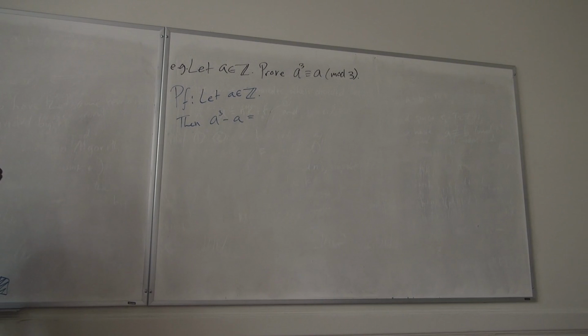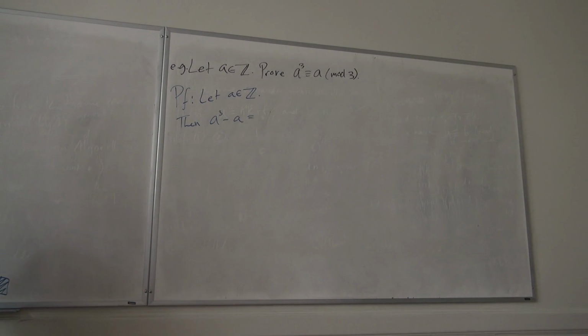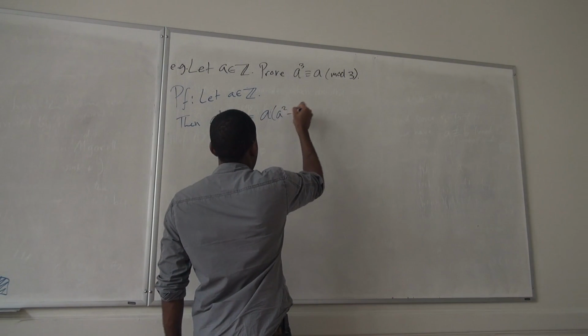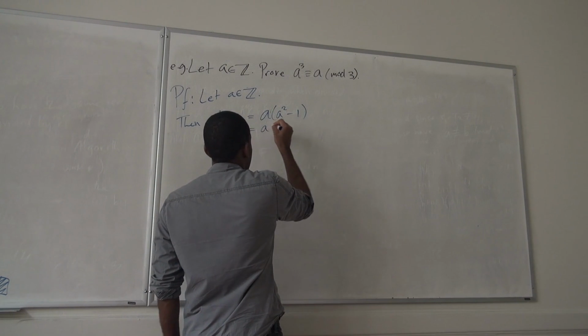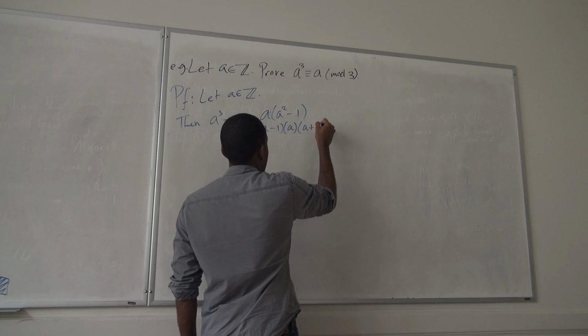Which I should probably mention at some point, what begging the question is. So what would we try to do here? What can we do? We want to prove that this is 3 times something. But how do we get there? So this would be a times (a squared minus 1). What can we do with that? Plus 1 and minus 1. Alright, so this is going to be (a minus 1) times a times (a plus 1).